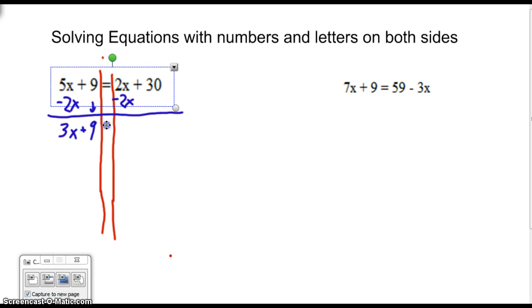I need to put my equal sign back in the column. And 2x minus 2x, those cancel out, and then this 30 comes back down. So I have 3x plus 9 equals 30.